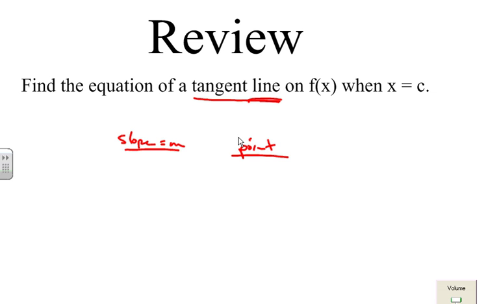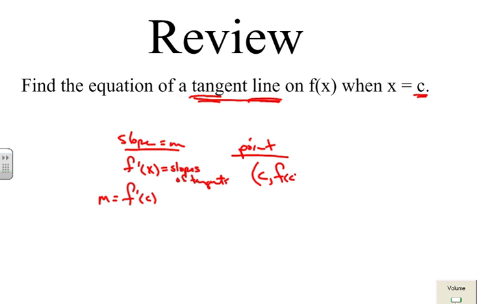Now, to find the slope, we usually do y2 minus y1 over x2 minus x1. But here, since we're finding a tangent line, we have f prime of x, which gives us the slope of our tangent lines. Now, we are looking for a value at c, so my slope of this tangent line is f prime of c. My point is c as my x, and f of c is going to be my y.